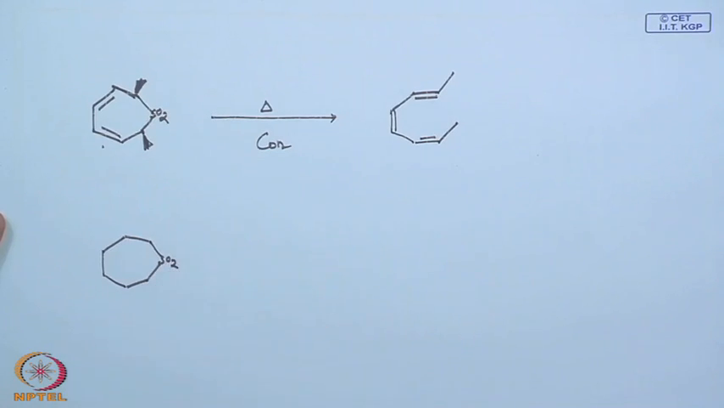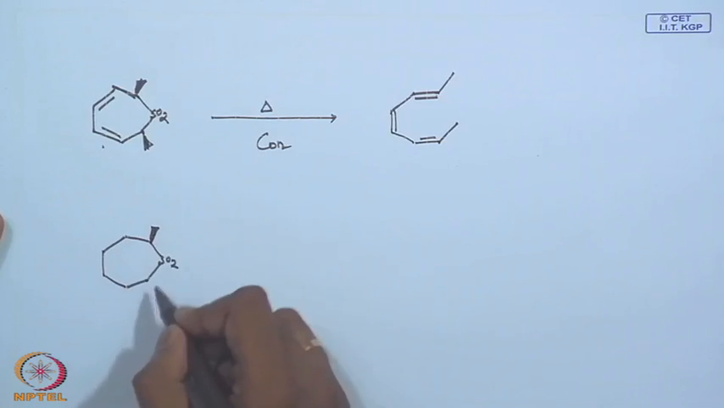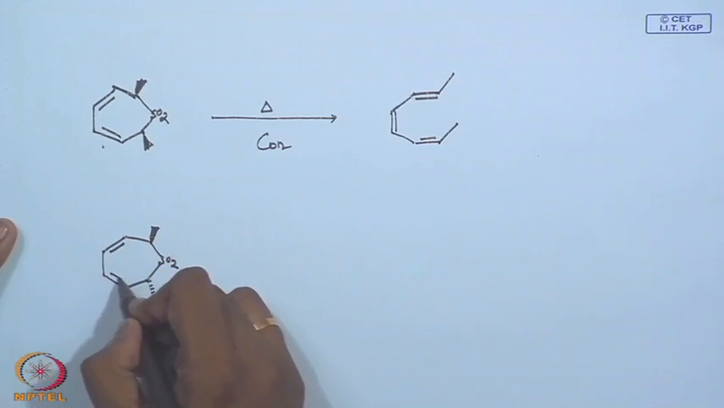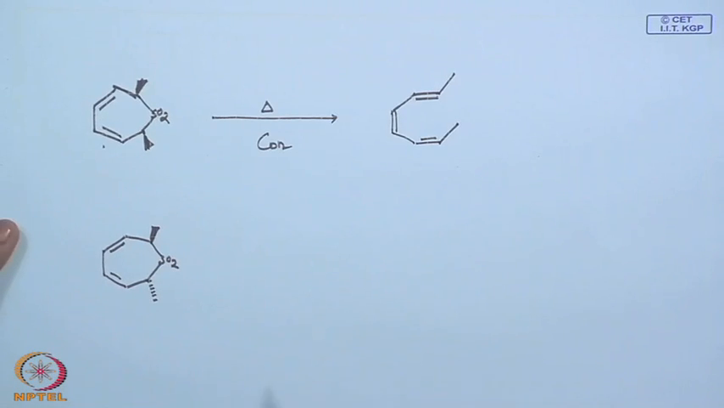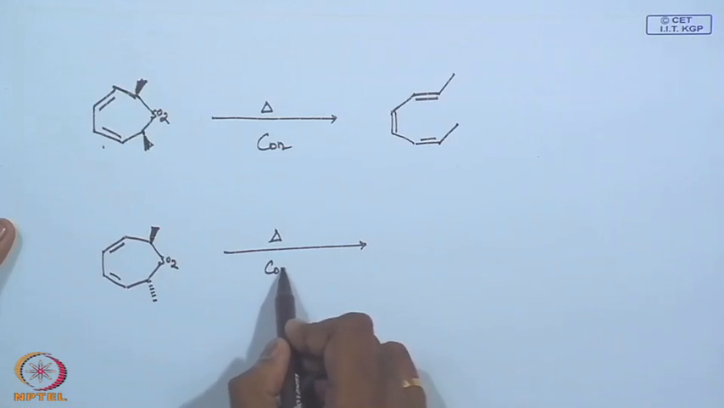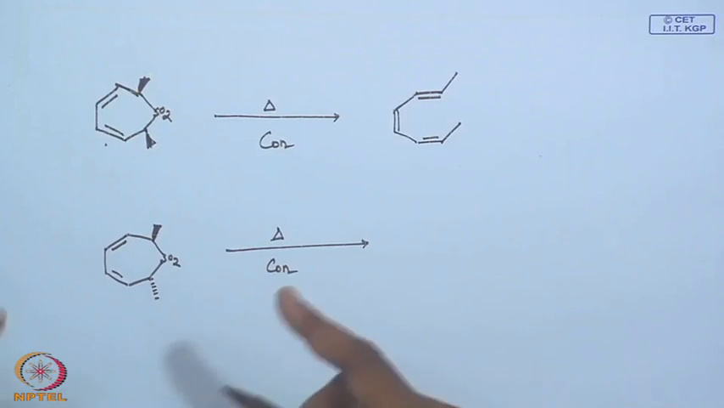sulfur dioxide, we will have a methyl here. Okay. How specific these reactions are, that's a key here. Heat, again it undergoes a conrotatory... Okay, one should be, both should be clockwise or both should be anti-clockwise.